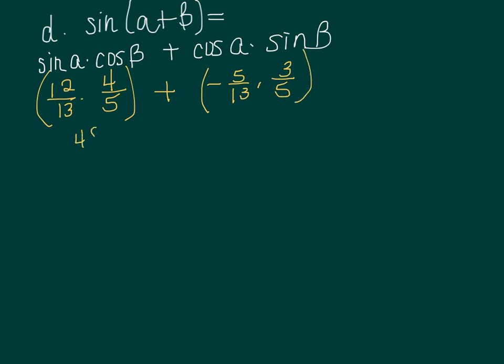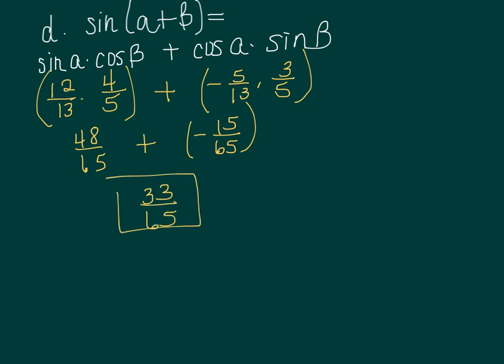This is 48 over 65 plus, and that's negative 15 over 65. And then adding those together, we get 33 over 65. Then you're done.